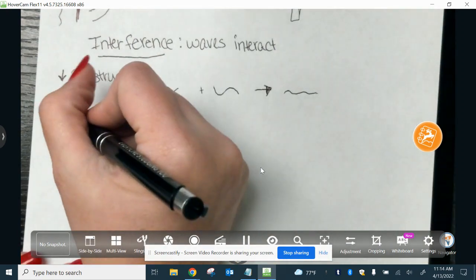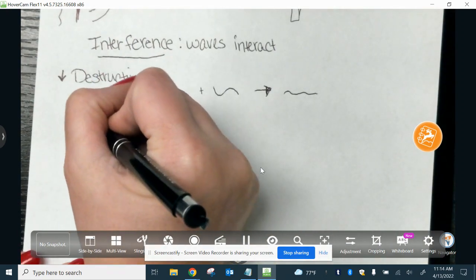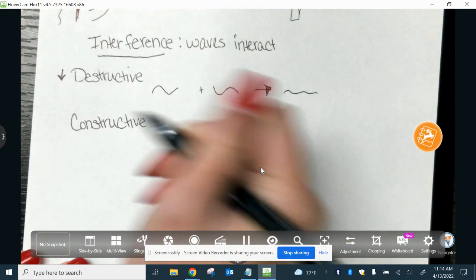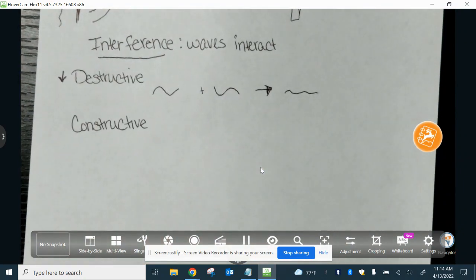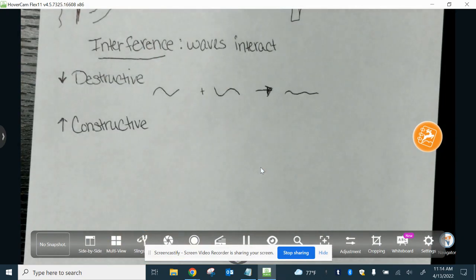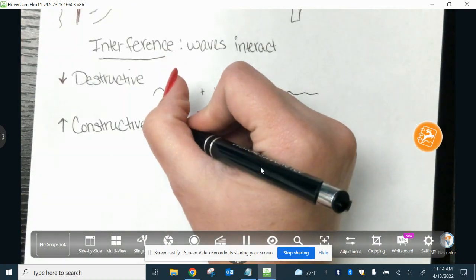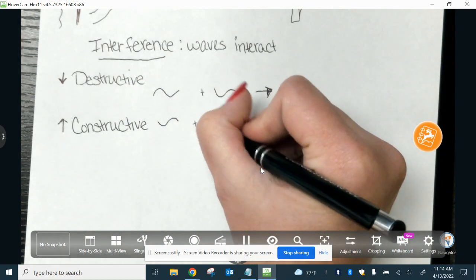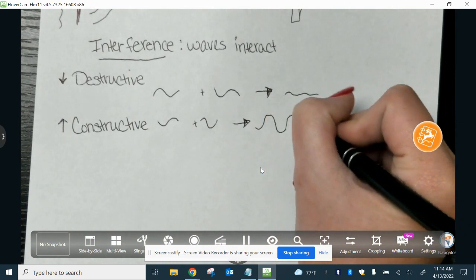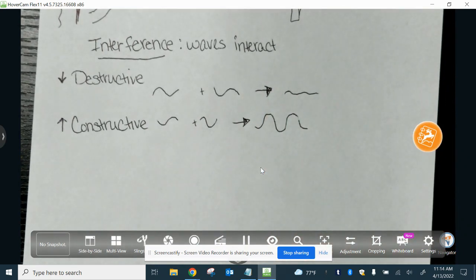The other one is constructive interference. Construction crews typically build buildings up, right? So constructive interference is going to make a bigger wave. So whoop, plus whoop, equals one with higher amplitude.